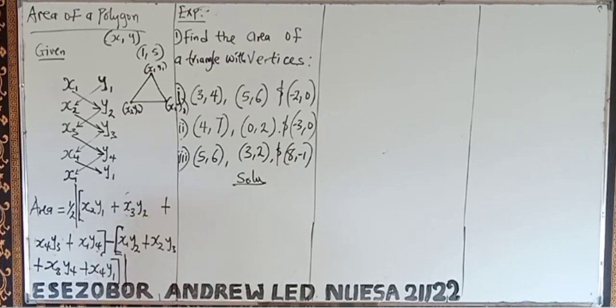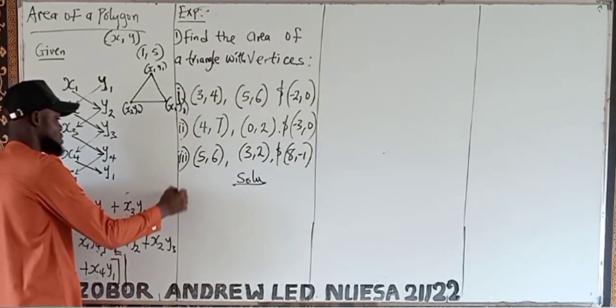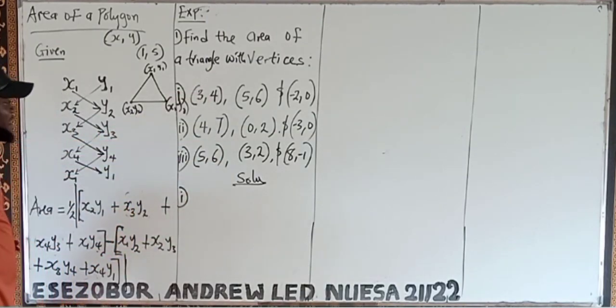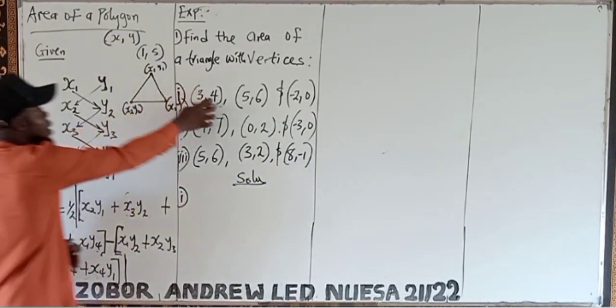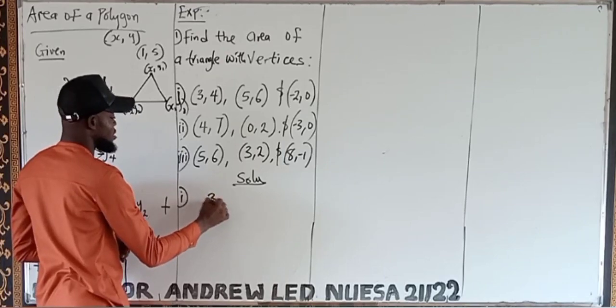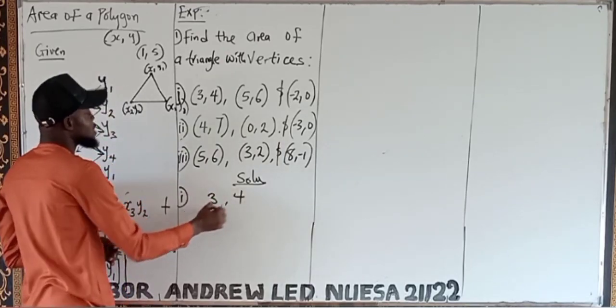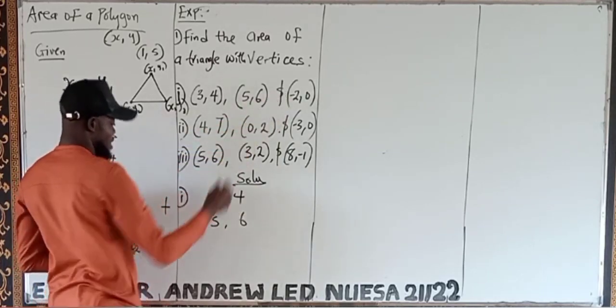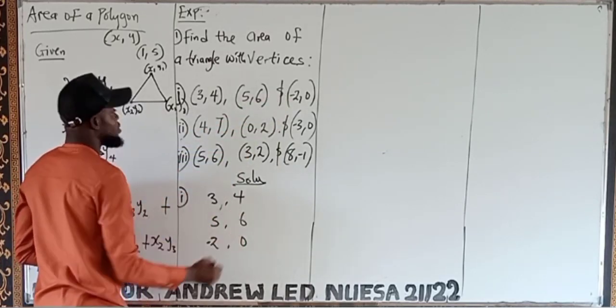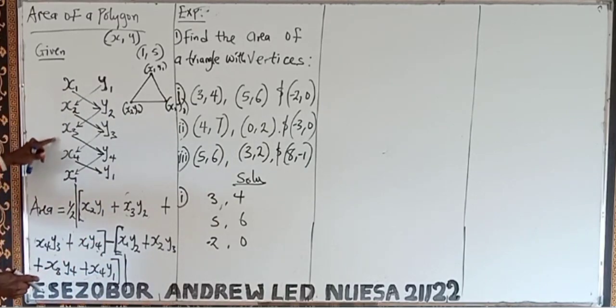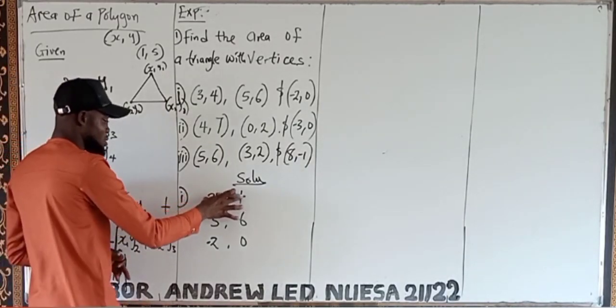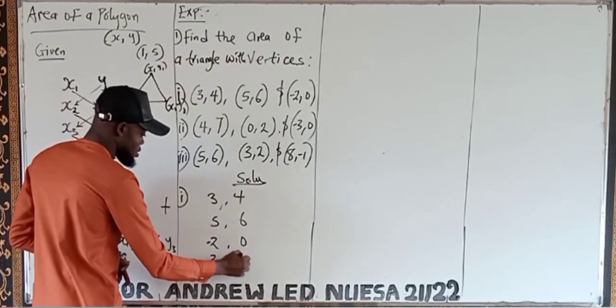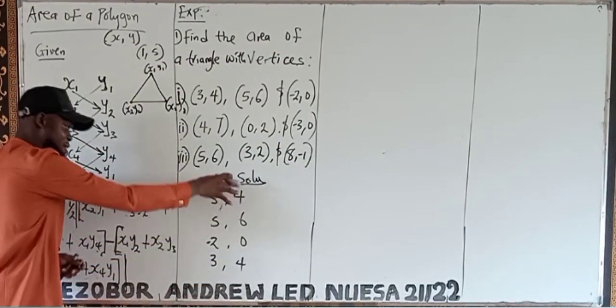Now, the first thing I'm going to do here is to try your best to arrange it this way. Let's start from the first triangle and solve for its area. We have 1, 2, 3. So this is the first one: we have (3, 4), then the second one (5, 6), the third one (-2, 0). Remember, after you have written the last one, you round up everything with the first vertex. So you go back to the first one, which is (3, 4).